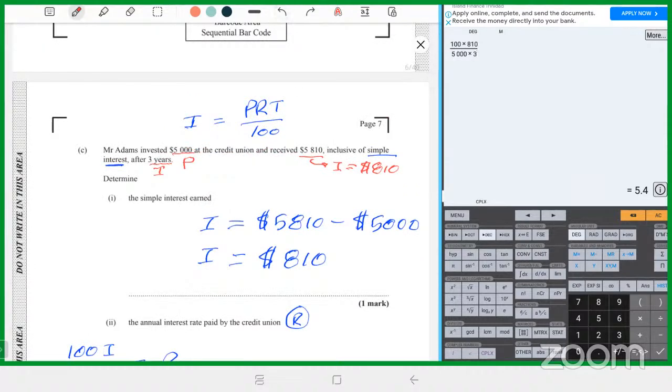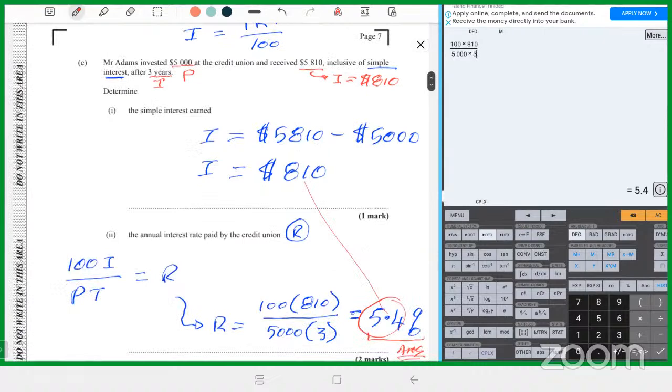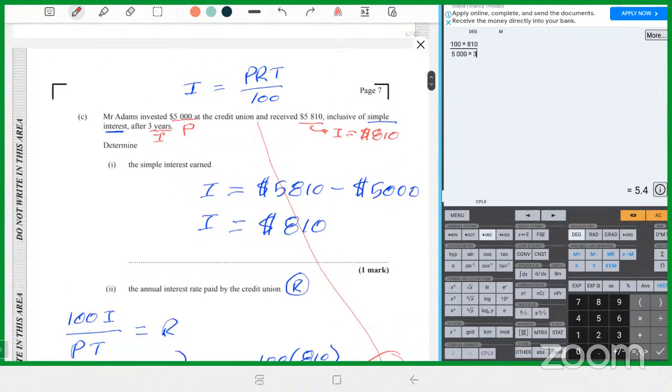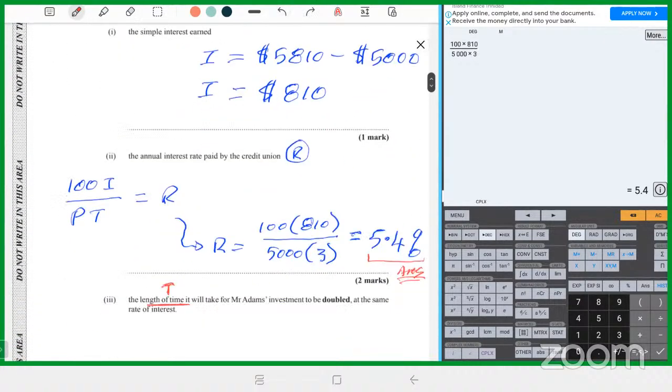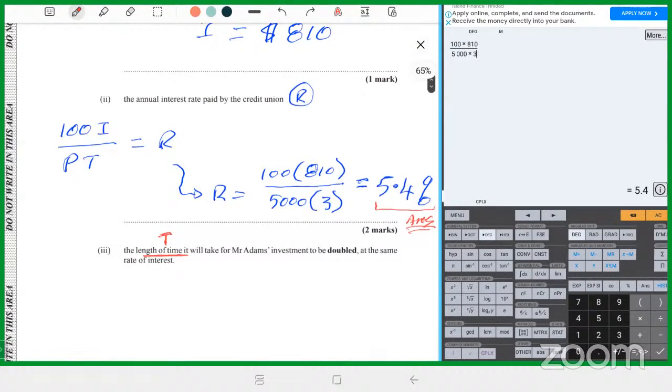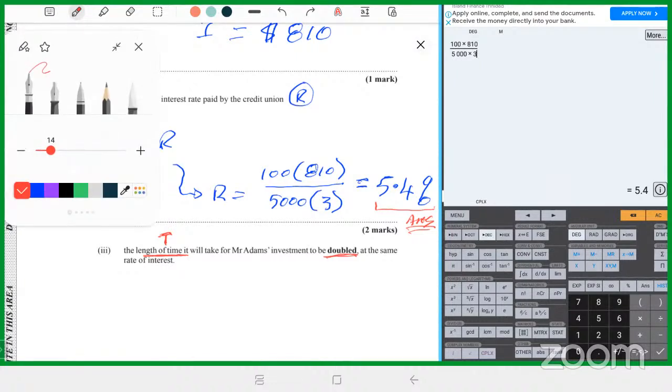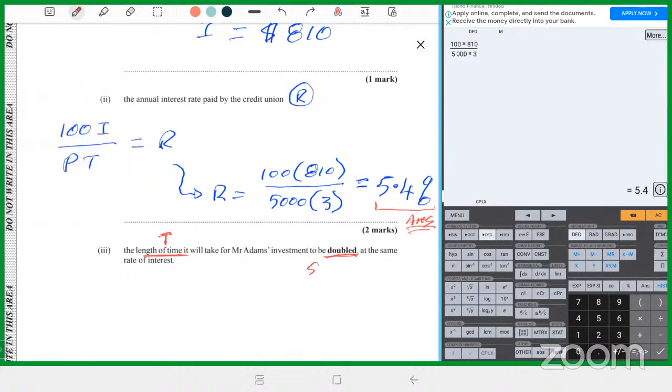We now know the rate. We now know that the R is 5.4 here. So this question is asking us now for a t value, right? So determine the length of time it would take for Mr. Adams' investment to be doubled at the same rate of interest. Now, what does this mean? That the investment is doubled. Remember, his investment was 5,000. When it is doubled, it will become 10,000.